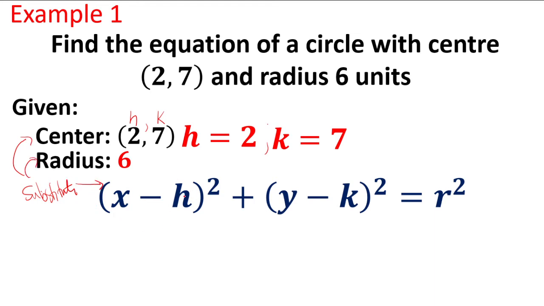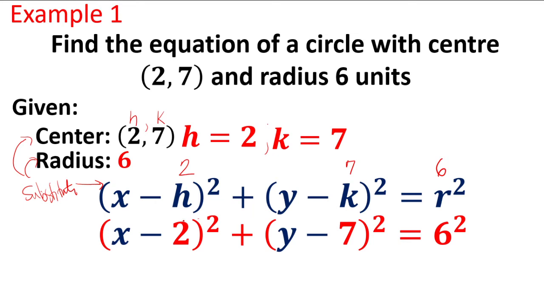Okay? So, h here will be 2. Yung k dito will be 7. And then r is 6. So, it will now become (x minus 2) quantity squared plus (y minus 7) quantity squared is equal to 6 squared. Ito, okay na to. Pero sometimes, we tend to evaluate it. So, evaluate din natin ito.